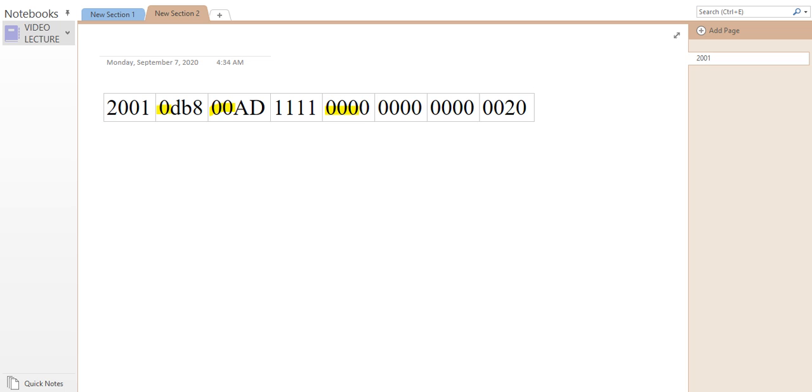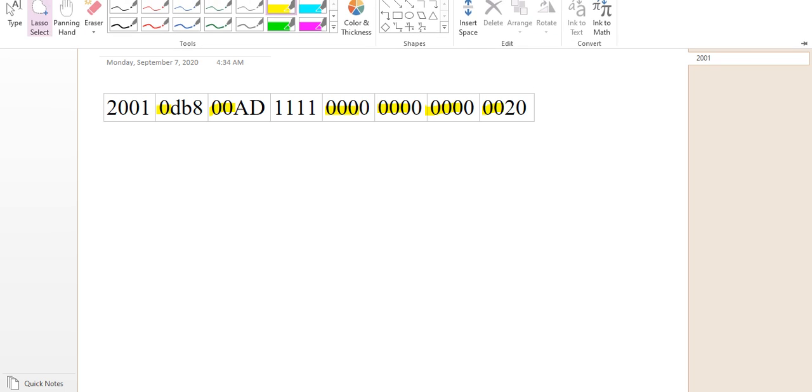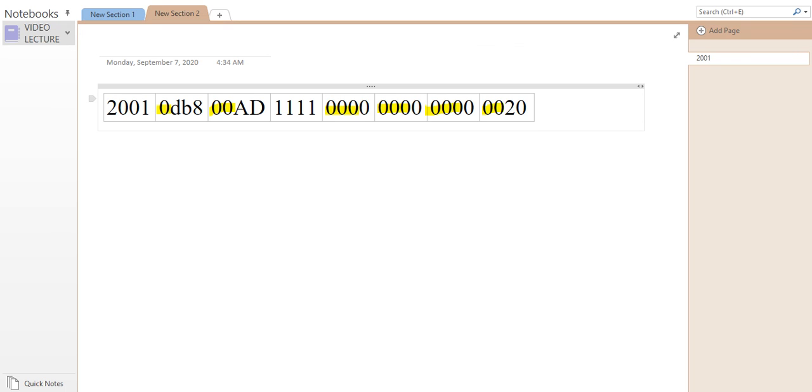Here also I have to get rid of these 3 zeros. Here also I have to get rid of these 3 zeros. And here I have 2 leading zeros, so I'm gonna have to get rid of those 2 leading zeros. So I'm left with that. Now, after I've removed those leading zeros, see? That's how my address is gonna look.